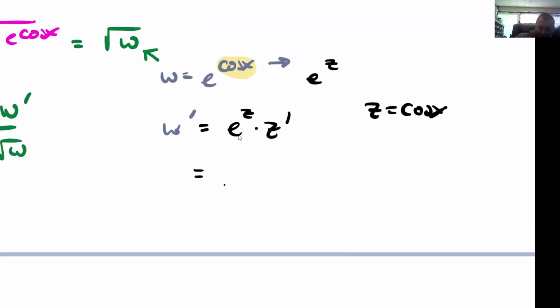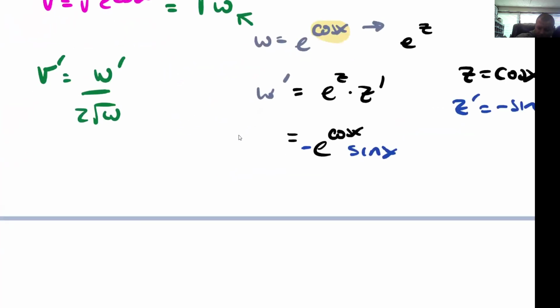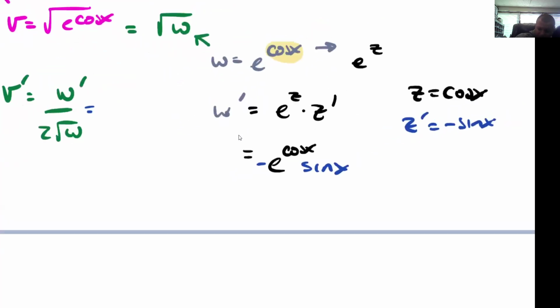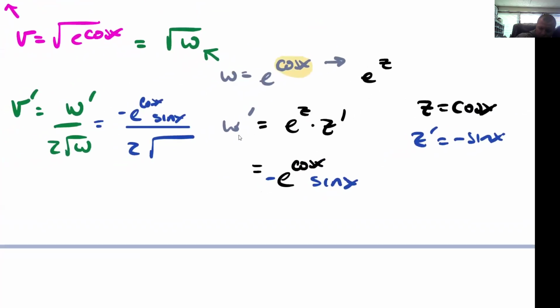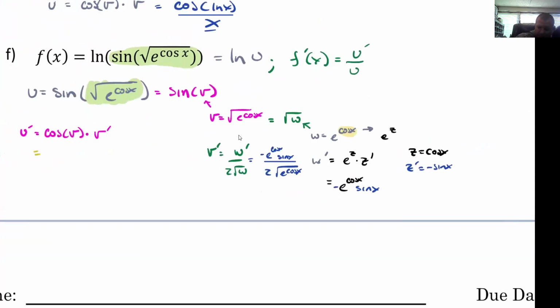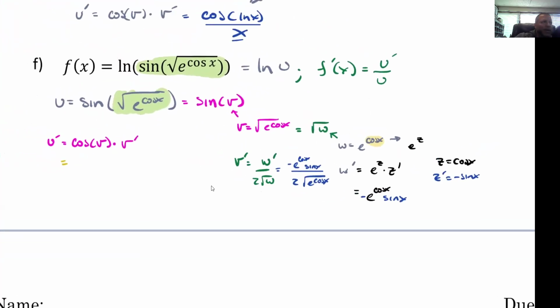And finally, I can get that. E to the z is going to be e to the cosine of x. The derivative, z prime, is going to be negative sine of x. So that's what w prime is equal to. So then v prime is negative e to the cosine of x, sine of x, all over 2 square root of w, which was e to the cosine of x. So that's v prime.